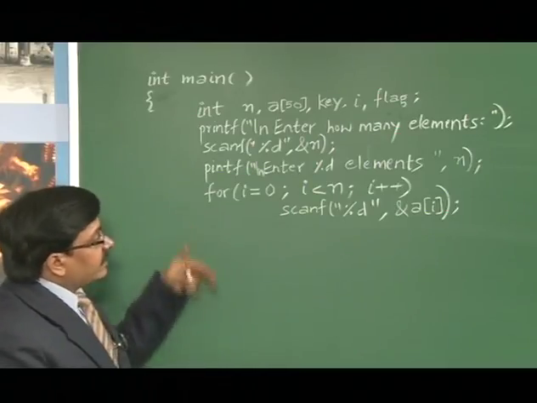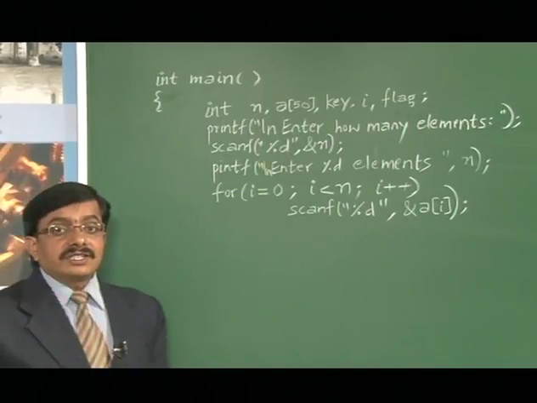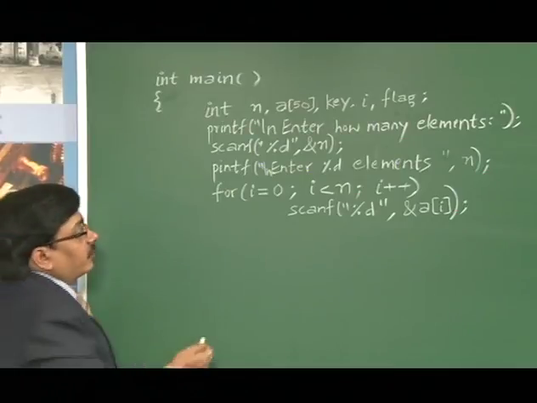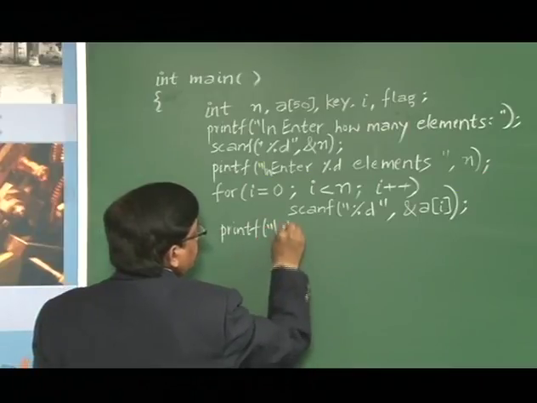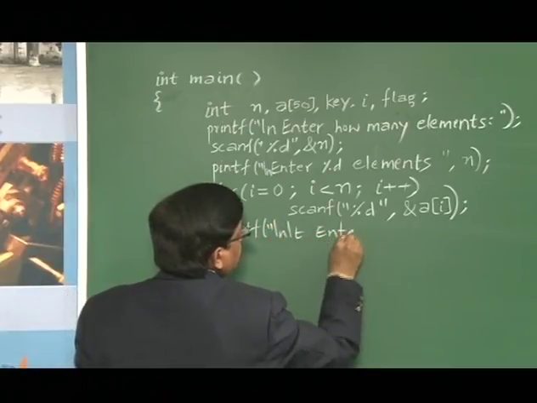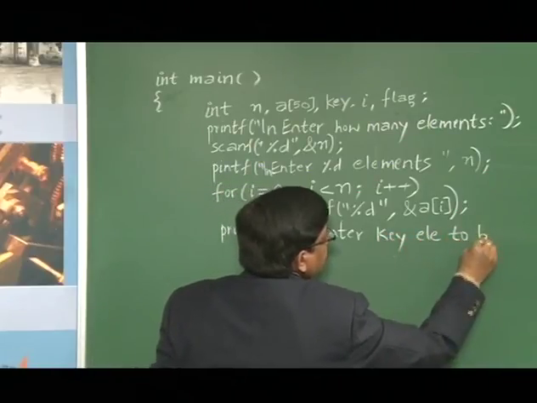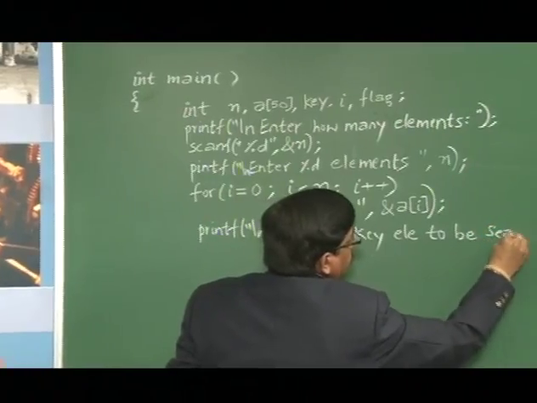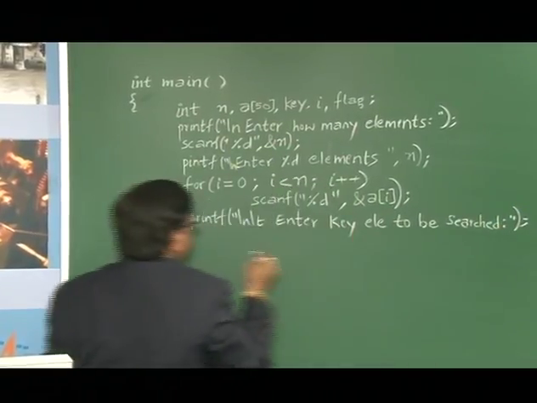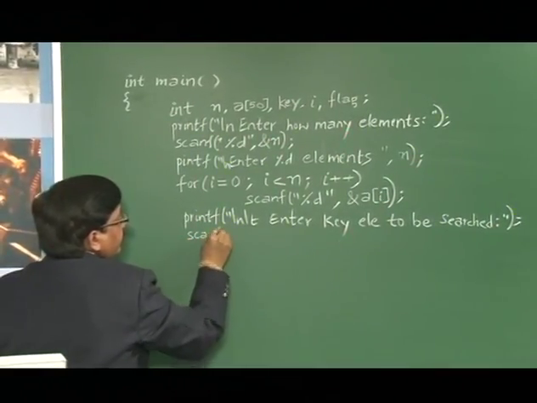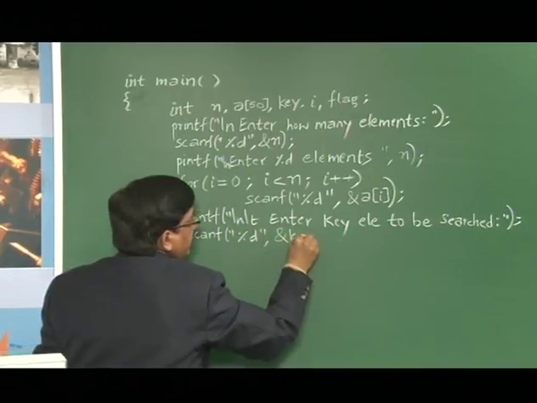So after reading all these n elements of the array, now we have to perform the search. But before we perform the search, the key is important. We have to read the key element to be searched. So here we can have one more message like printf, enter key element to be searched. So we take the key element here, scanf %d ampersand key.